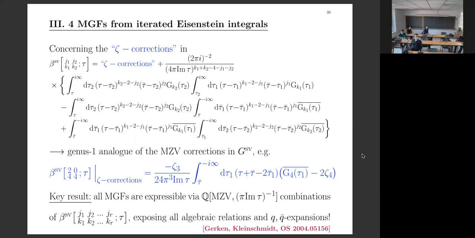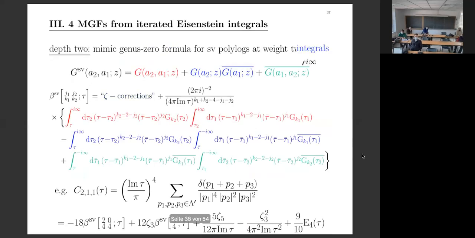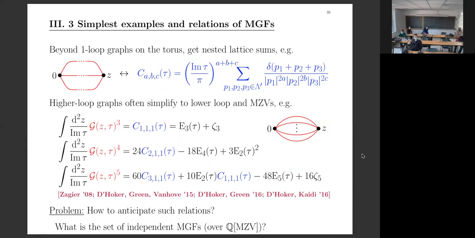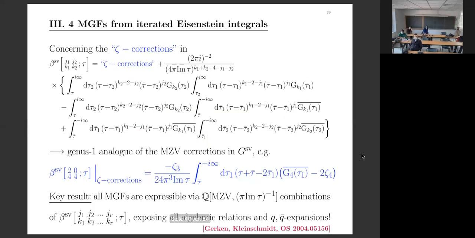And why the hell do I depart from these nested lattice sums? I depart from the lattice sums because there are relations that are pretty mysterious at the level of the lattice sums. So motivation number one is I use the beta SV because I want to expose all the relations. And motivation number two is that also the Fourier expansion is hard to get from a lattice sum, like the q-bar expansion. And the beta SV have a relatively transparent q series, simply because the holomorphic Eisenstein series have.